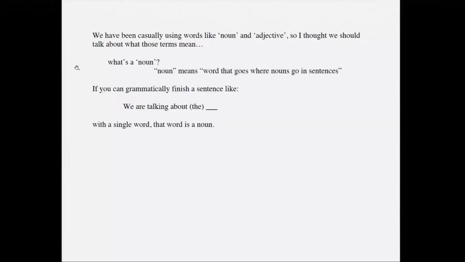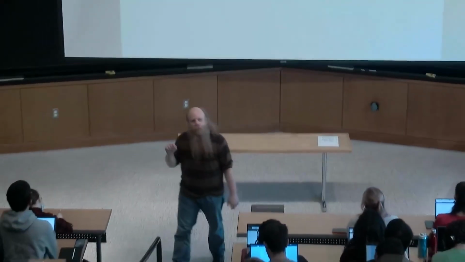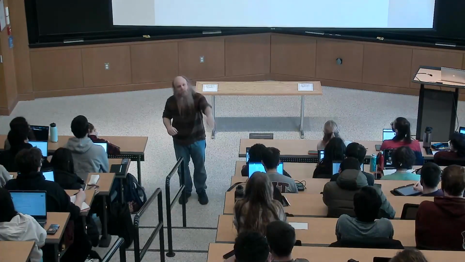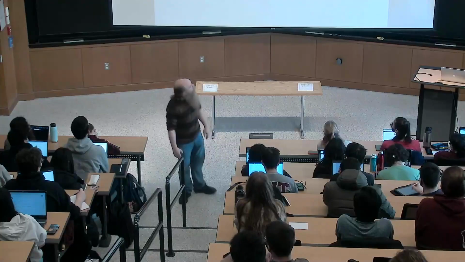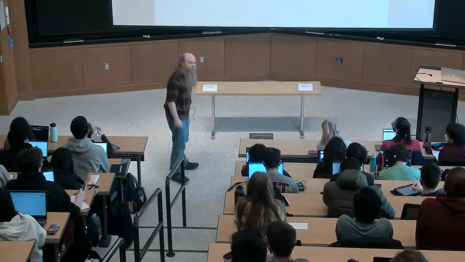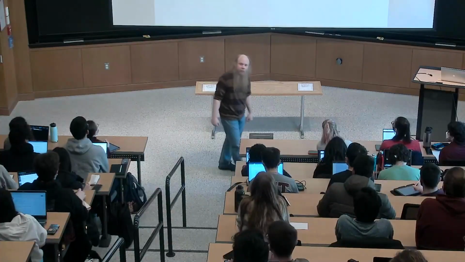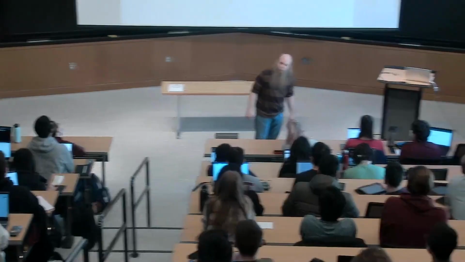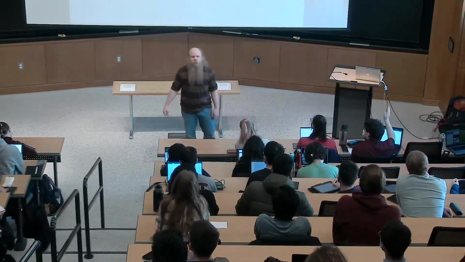So, for example, if you can grammatically finish a sentence with a single word, a sentence like, we are talking about blank, or we are talking about the blank, then it's a noun. And I'm saying this partly as a challenge. Try to show me that I'm wrong. Yes? You're right. So we are talking about him. So him gets to count as a noun. And we would want pronouns to be a particular subspecies of noun. That might not be such a bad result.